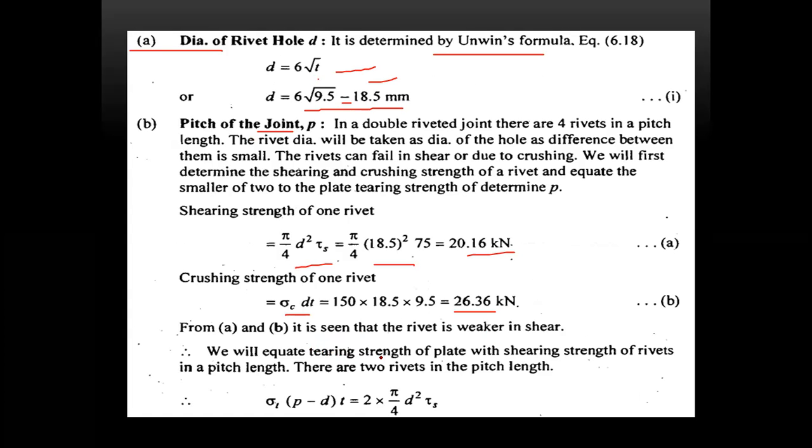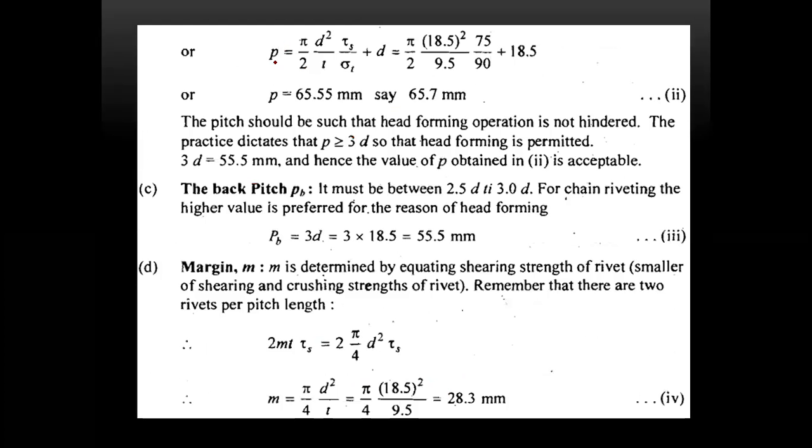Now we require the tearing strength of the plate equal to the shearing strength of the rivets in a pitch length. Two rivets in the pitch length, that is sigma t into (p minus d) t, equals 2 into pi by 4 d square into tau s. After equating this, taking p on the left hand side and substituting the values on the right hand side, p equals pi by 2 d square by t into tau s by sigma t plus d, so p is equal to 65.7. The pitch should be such that the head forming operation is not hindered.